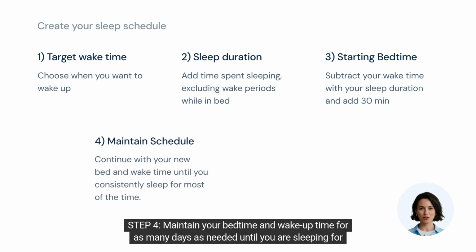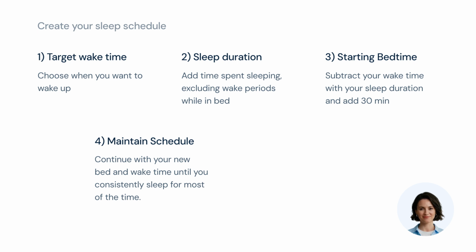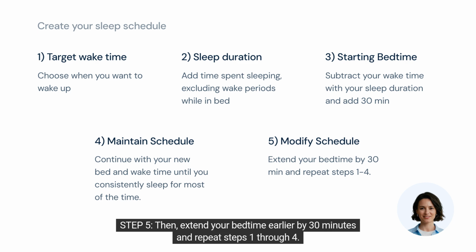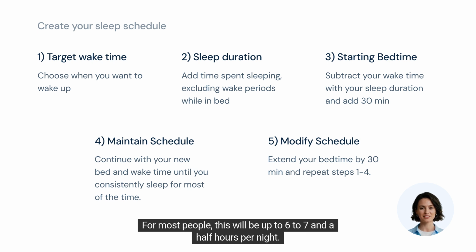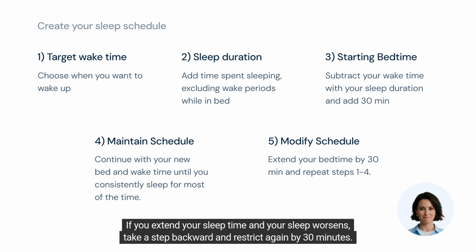Step 4. Maintain your bedtime and wake-up time for as many days as needed until you are sleeping for most of this time period. Step 5. Then extend your bedtime earlier by 30 minutes and repeat steps 1 through 4. Keep extending your bedtime by 30 minutes and repeating the steps until you reach your desired sleep duration. For most people, this will be up to 6 to 7.5 hours per night. If you extend your sleep time and your sleep worsens, take a step backward and restrict again by 30 minutes.